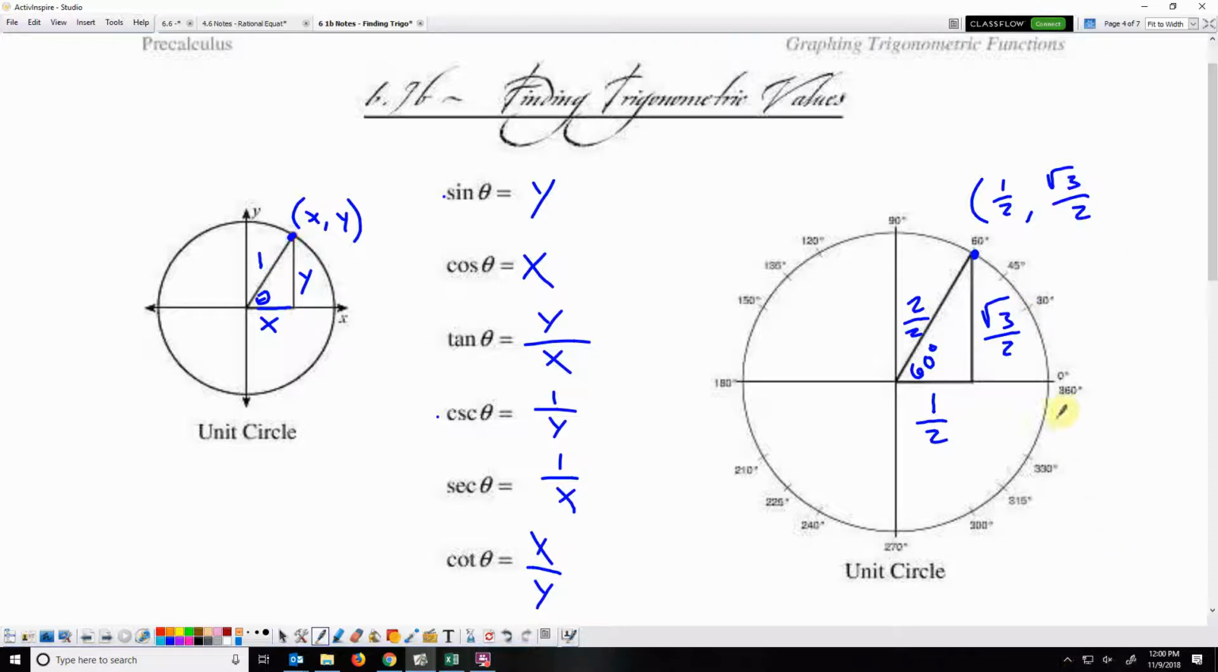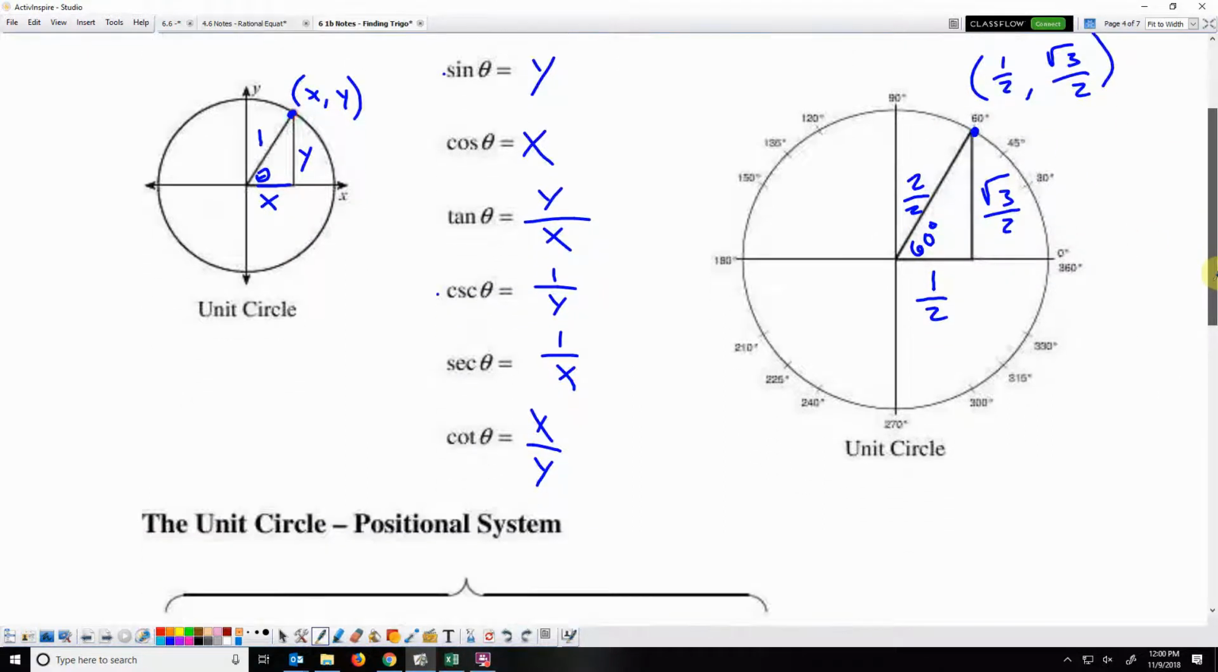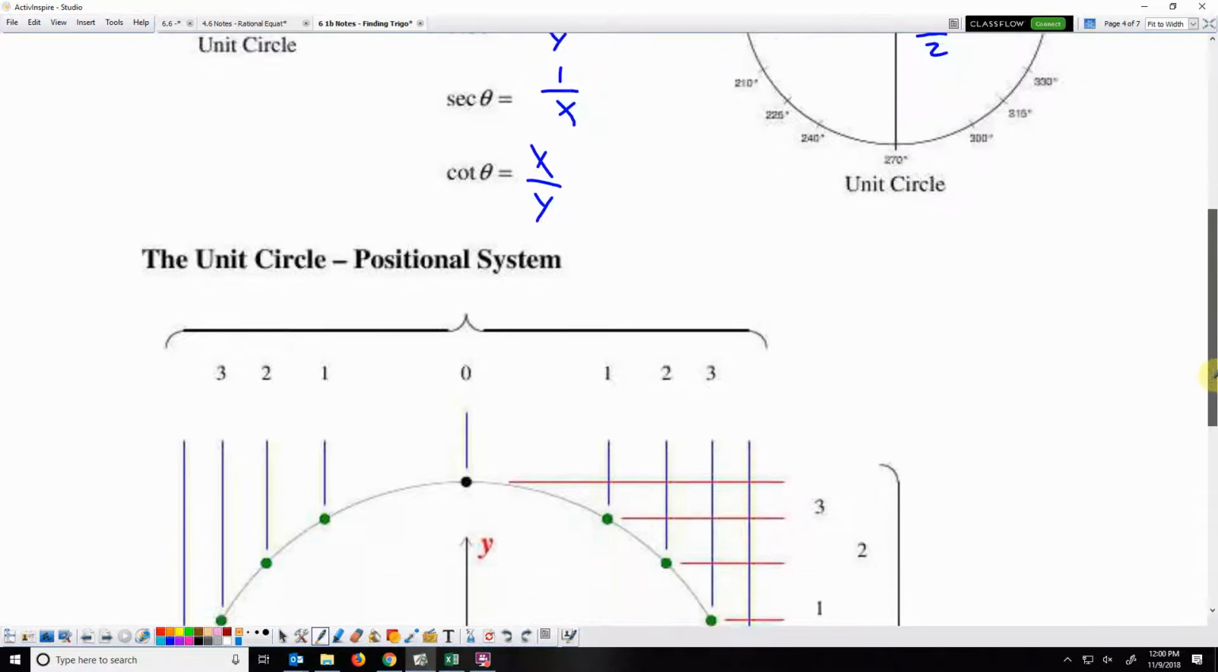We should be able to go around the entire unit circle using 30, 60, 90s or 45, 45, 90s and find every single one of these x and y values. But we're going to learn a positional system that's just going to help us remember.